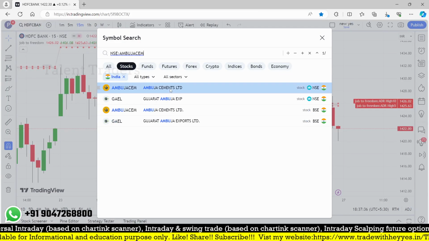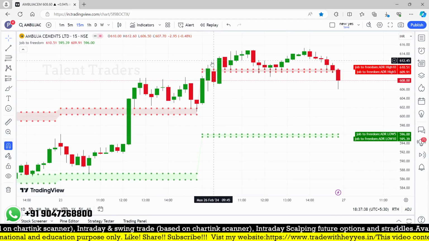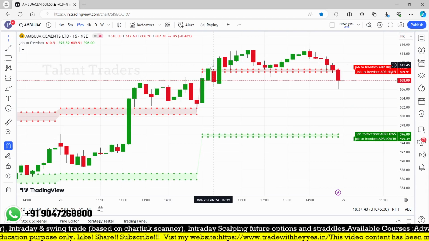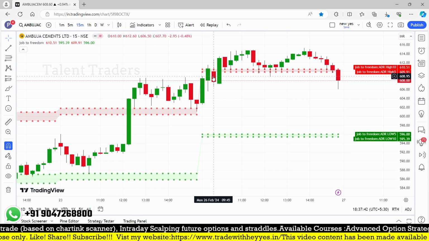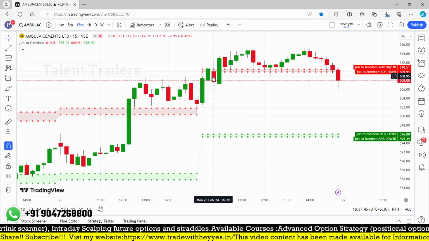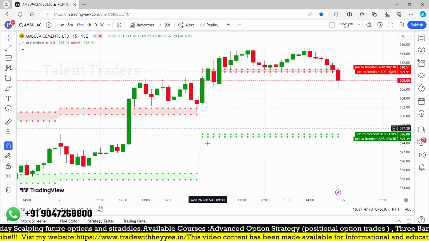And Ambuja Cement. In this case, it worked very well, and I checked it in the morning. So here is the breakout. From 611, after the breakout, immediately it came down. That time I was in the 600 option because its highest price is around 611.